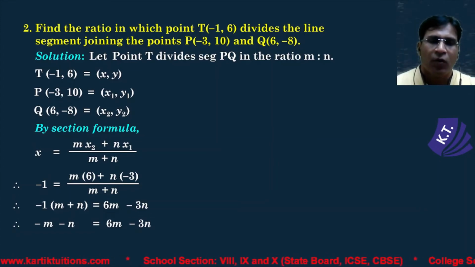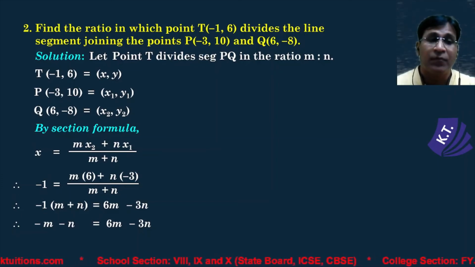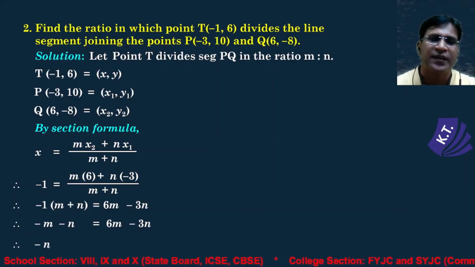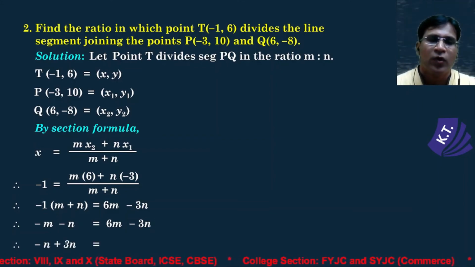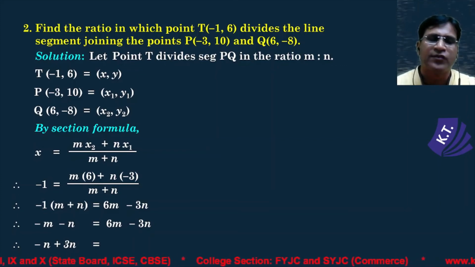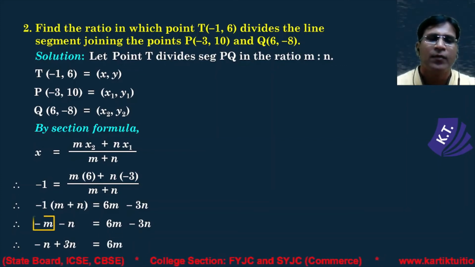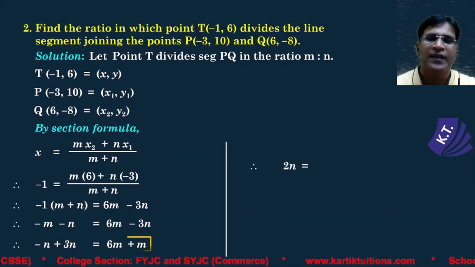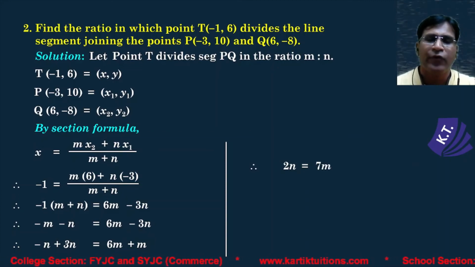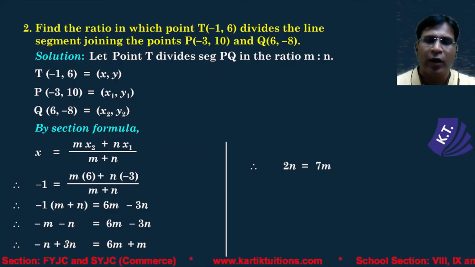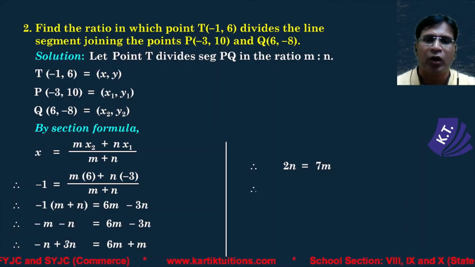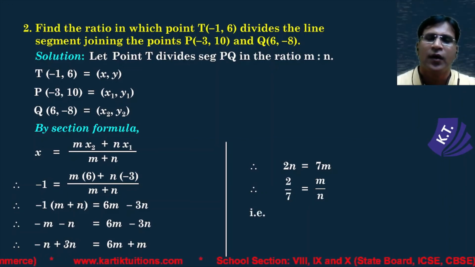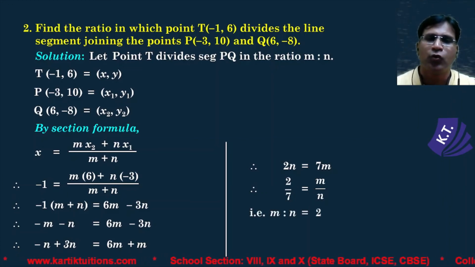Now observe minus n and minus 3n, which is bigger? Minus n. So I'll shift minus 3n on left hand side, it becomes plus 3n is equals to 6m and minus m, which is bigger? 6m. So I'll shift minus m on right hand side, so it becomes 6m plus m. Now minus n plus 3n will give us 2n and 6m plus m will give us 7m. Now here we want the ratio m is to n. So what I will do, I will bring the 7 on left hand side, so it will go in a denominator. So we get 2 upon 7 is equals to m upon n. In other words, m is to n is nothing else but 2 is to 7.